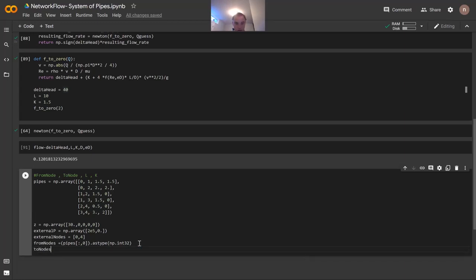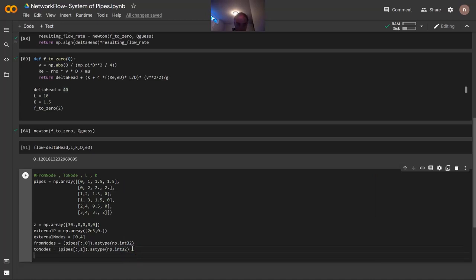And then we have our to nodes. We know that's our second column, which in Python indexing is technically index 1, not 0. We know that's in our pipes array as well, so we use the colon and comma 1, and we also need to make sure that is an integer, so we'll do astype, np.int32 as well. Okay, so we will make sure that we have that there as well. Okay, enter.